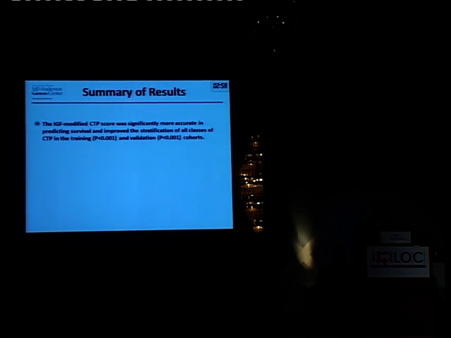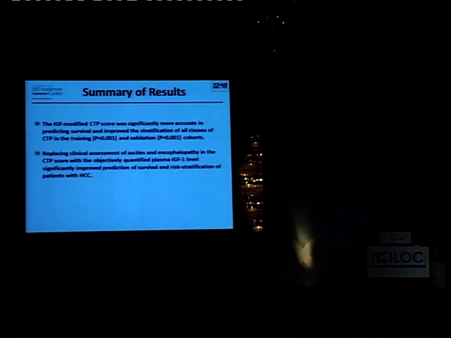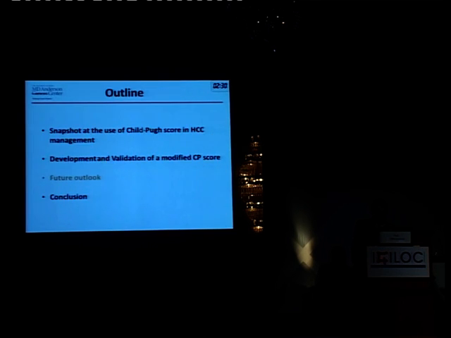So the IGF score significantly predicted survival, was more accurate than Child-Pugh classification in all classes, replacing the clinical assessment of the ascites and encephalopathy with the quantitative IGF-1 in plasma improved the prediction of survival. Patients were reassigned, as we talked about, so moved up and down based on the IGF score.